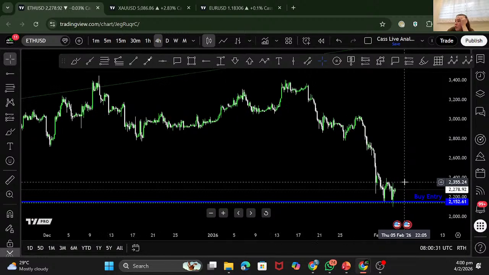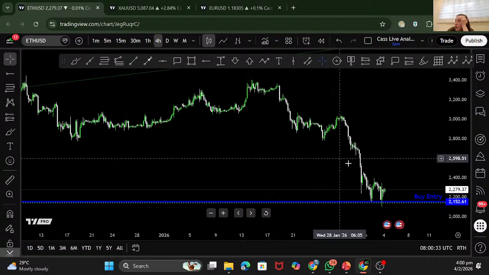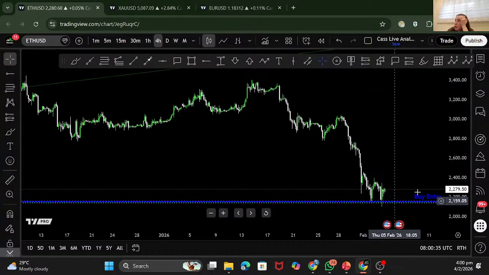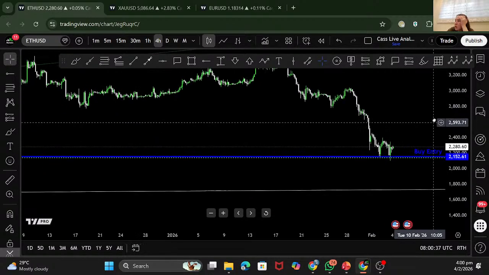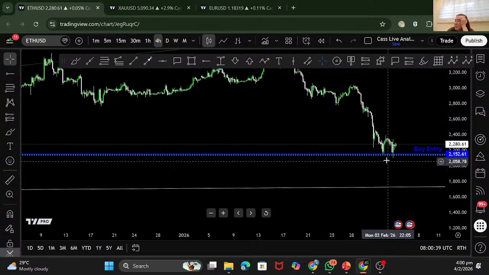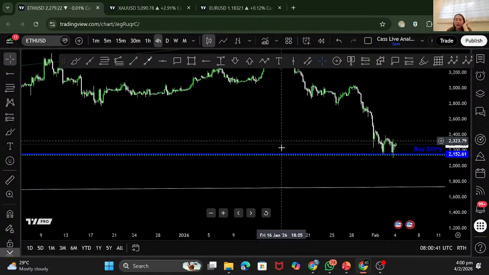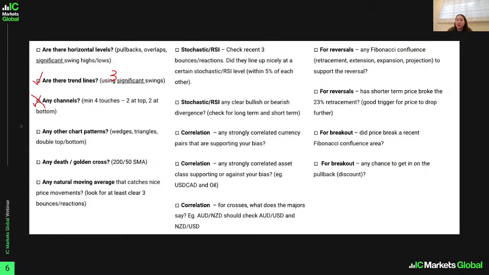I think if we're following all the textbook stuff, it looks like we are at a buy entry, honestly. Okay, it's okay. We're going to pull out the other stuff. Okay, so I've got my horizontal level. I've got my entry, but I'm not going to put it in.